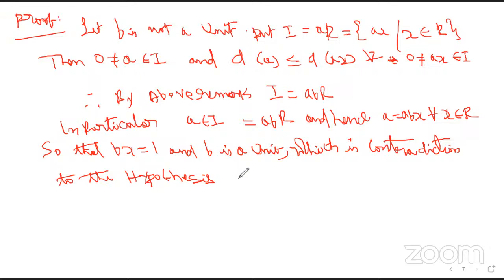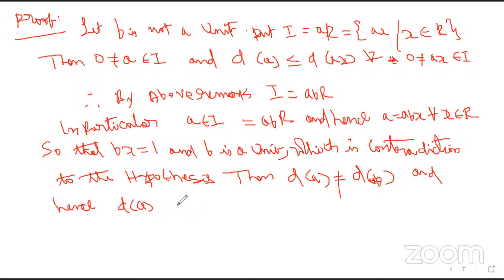Then D of A is not equal to D of AB, and hence D of A is less than D of AB.